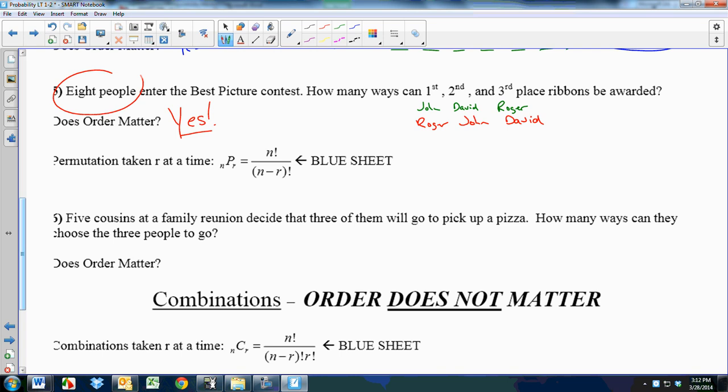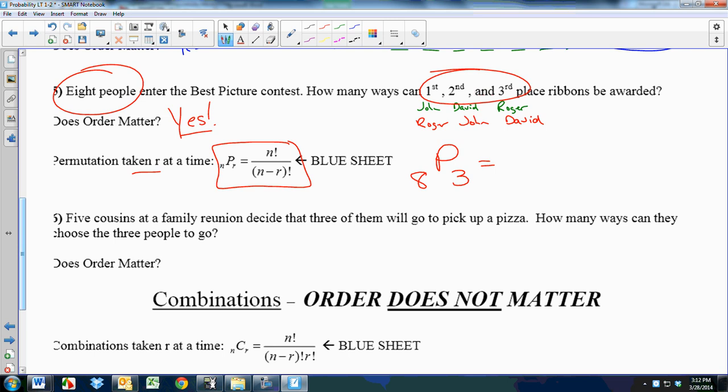But notice that there were 8 people, and you're only awarding 3 ribbons. So when this is happening, you're not using all 8 people. It's not 8 factorial. There's a formula for counting permutations taken r at a time. The n stands for the 8 people. Permutations taken 3 at a time. The 3 is how many awards you're giving out.